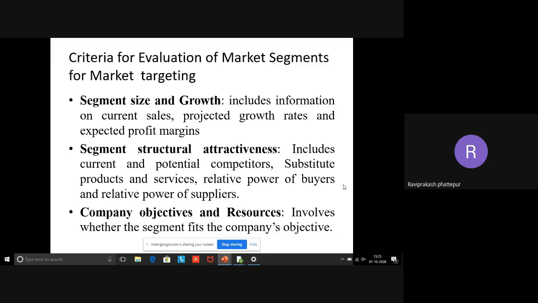If you are looking for very high growth or a very fast growth, and the market size or the segment size that you're choosing is very small and very scattered, that will not help you anywhere.